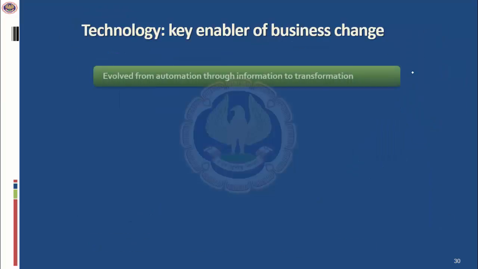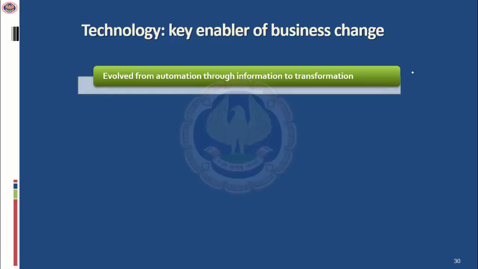So technology, we know, is a key enabler of business change. And that's where you find it has evolved from automation through information to transformation, which means by deploying information technology, you can actually cause transformation of the businesses.